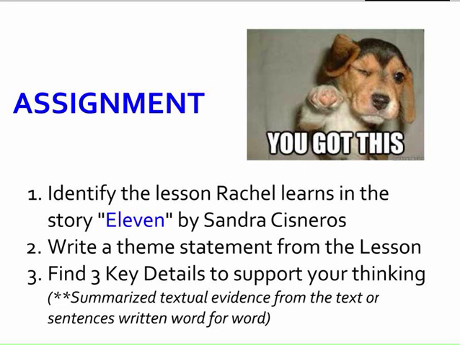Then you're going to find three key details to support your thinking. Again, that can be summarized textual evidence from the text or sentences written word for word. Remember that when you write sentences word for word, you need to put that in quotation marks. All right, you got this.